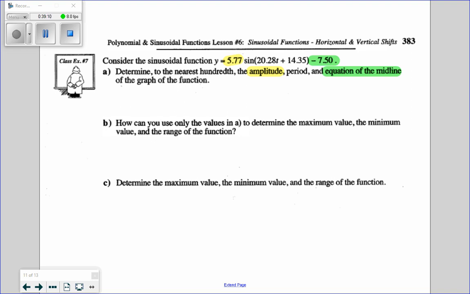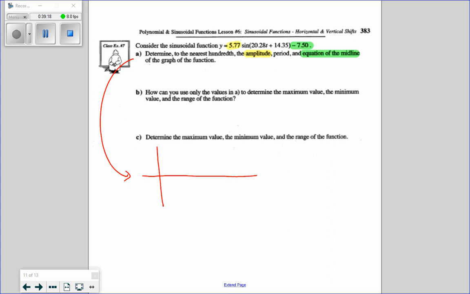So I'm just going to come down to part C, as I like to think with a picture. That's how my brain works, and that's what I'm going to stick with. So the midline is going to be y equals -7.5. So down here at -7.5, there's my halfway line. And then from that, I'm going to go up and down 5.77. Okay, so I would crack a calculator at this point.